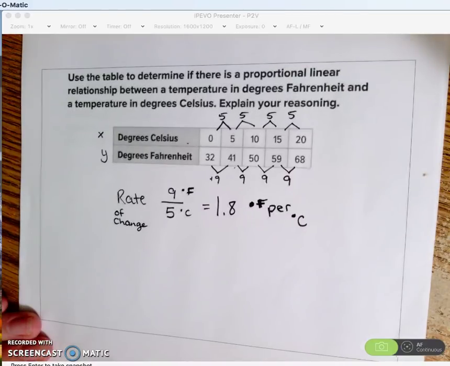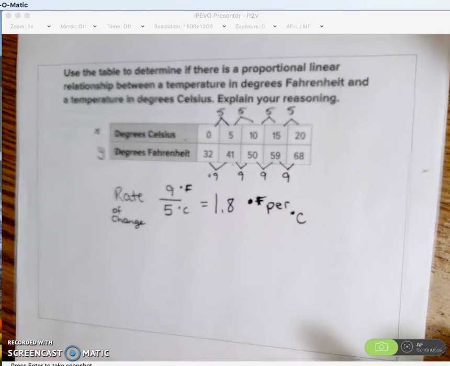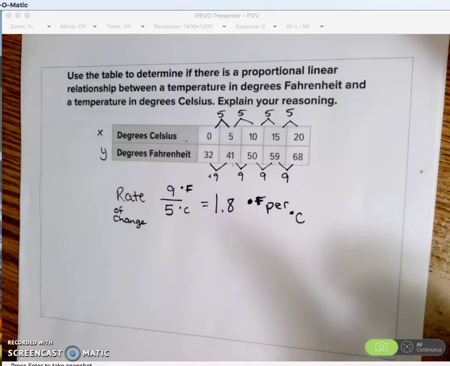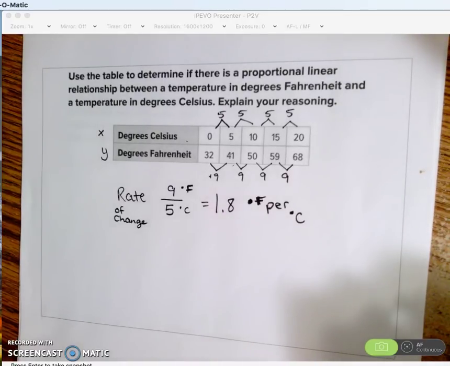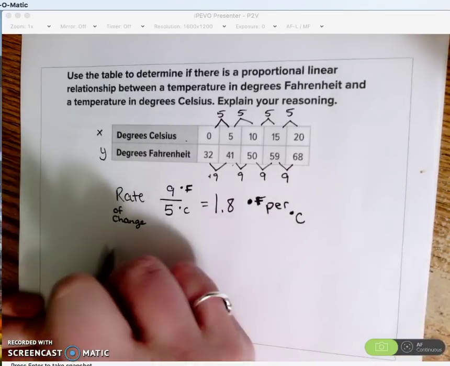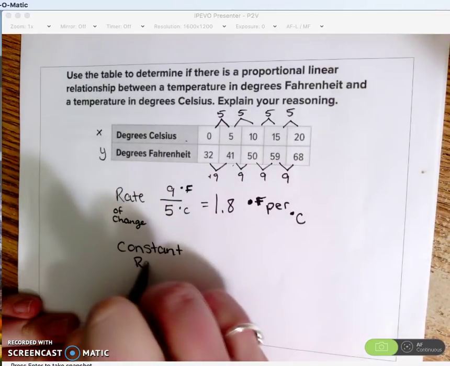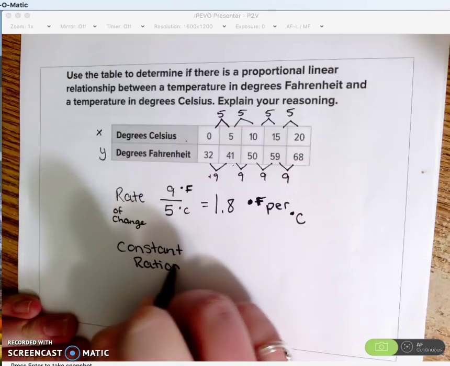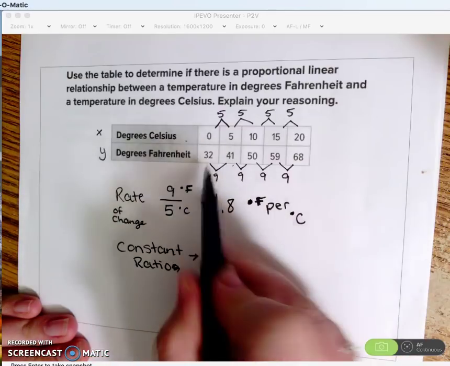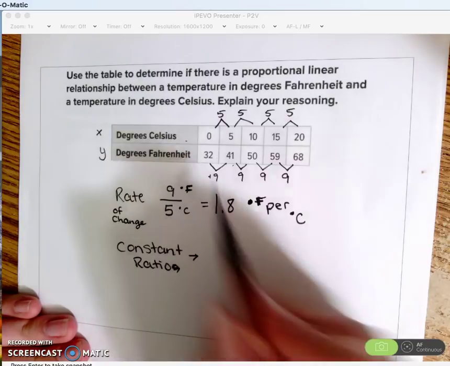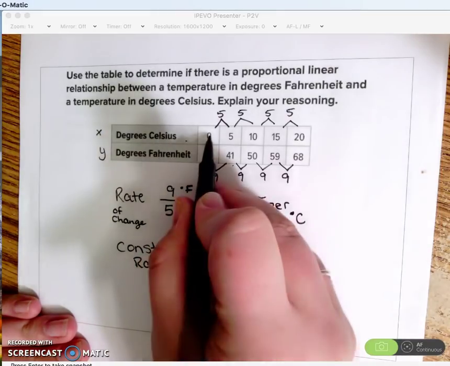Now, I'm not just looking for if it is linear, I want to figure out if it is also proportional. So I'm going to look for and find out the constant ratio. And I'm going to be dividing the y value by the x value. So I'm going to do 32 over 0.